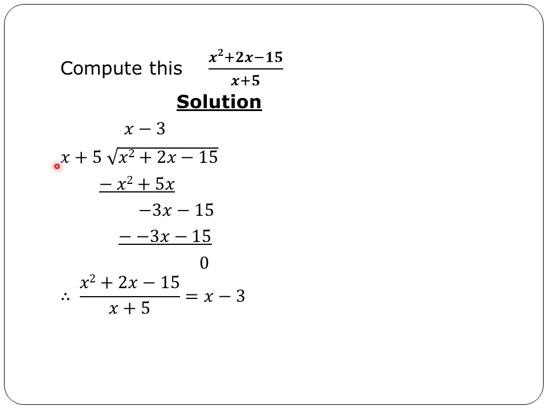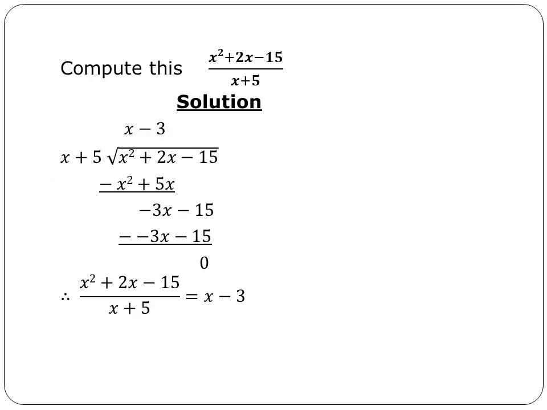Now since there are two terms in the divisor, there must also be two terms in the corresponding dividend. So the minus 15 remaining here should be dropped down, so we get minus 3x minus 15. As usual, you focus on the first term of the dividend, which is minus 3x, divided by x. So that gives us minus 3.